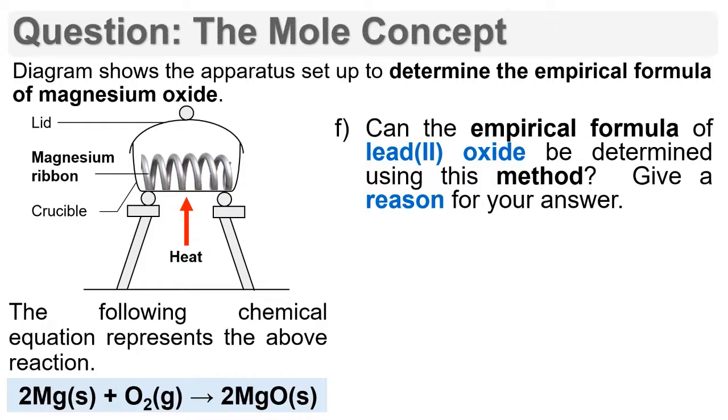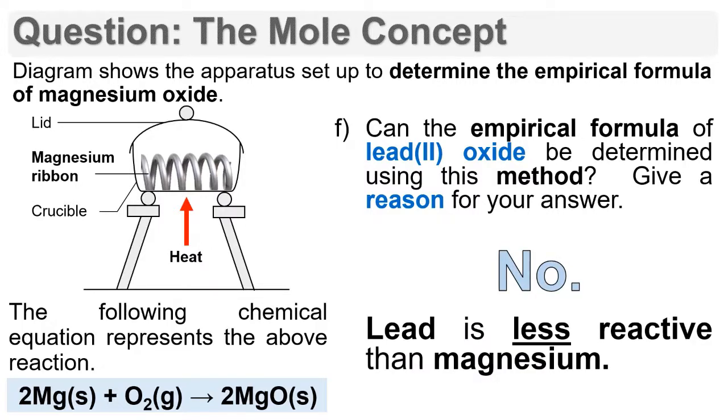Lead is less reactive. Lead does not react with oxygen to form lead-2 oxide. So the answer is no. Why? Lead is less reactive than magnesium. For less reactive metals, the empirical formula can be determined by heating the metal oxide with hydrogen gas. The reaction will produce metal and water.